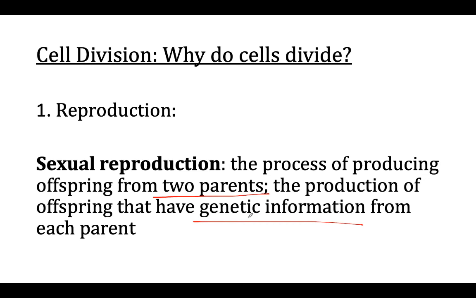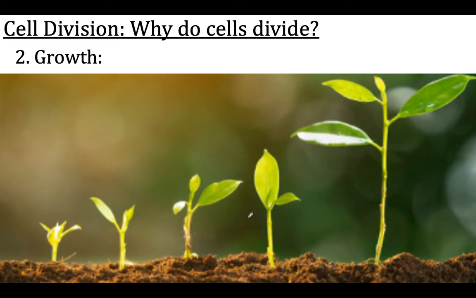Moving on to our second reason why cells divide, it's for growth, right? So if you look at a baby and a grown adult, you'll notice that there's obviously a huge difference in the number of cells between those two. What happens when you're growing is that the cells divide, and then you have more and more cells as you're growing into an adult.